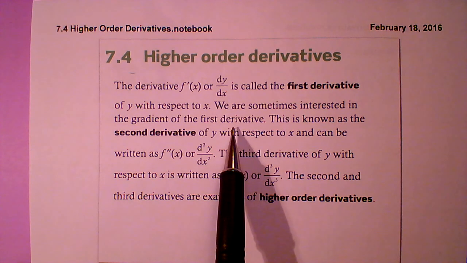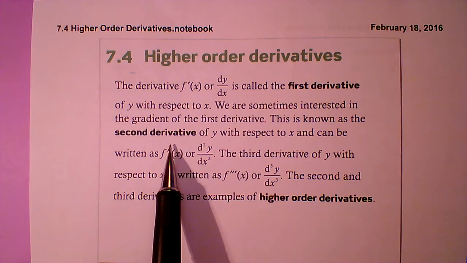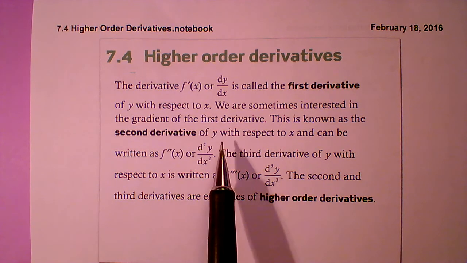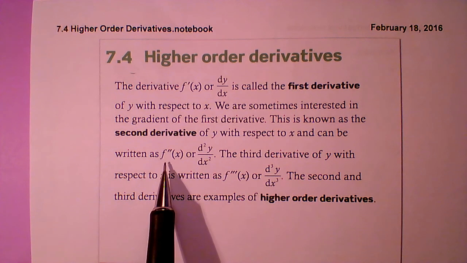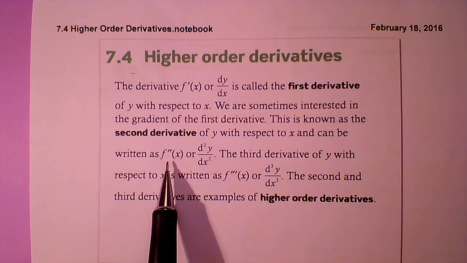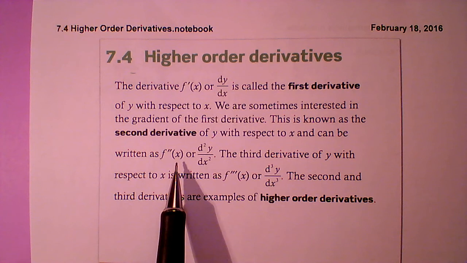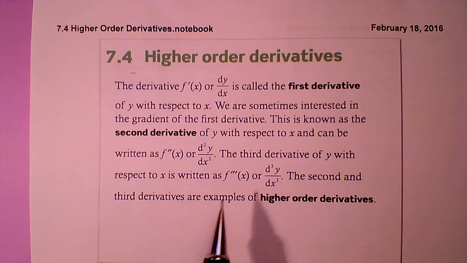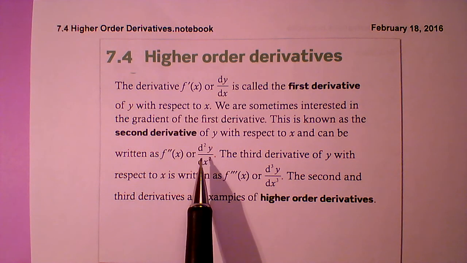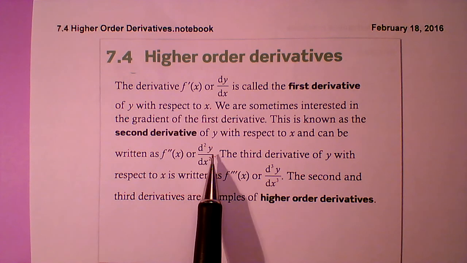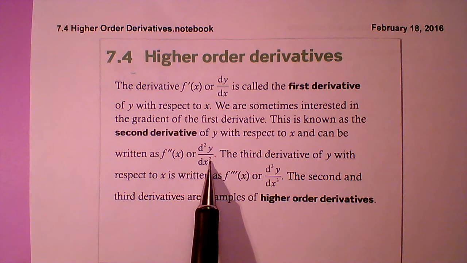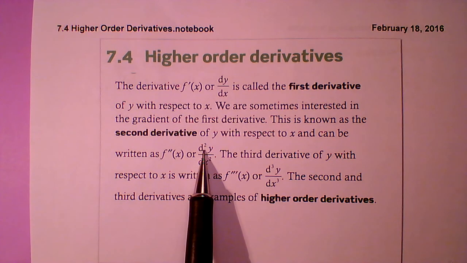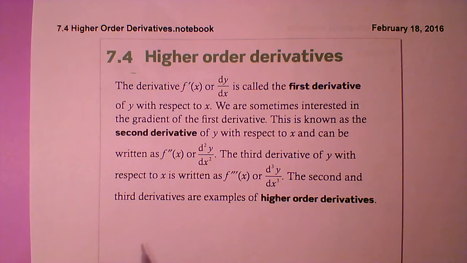But if you take the derivative of the first derivative, that's known as the second derivative, again of y with respect to x. And the notation for that looks like this. We use f double prime of x for the f notation. The dy dx notation changes a little bit. Now pay close attention. It's d squared y over dx squared. Okay, so it's a little bit different. The squaring is on the d in the numerator and on the x in the denominator, not on the y.